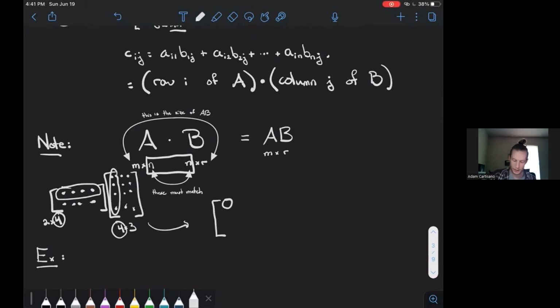If I then do the second column of B, now I'm looking at the 1, 2 entry of the product, and then 1, 3, and then 2, 1, 2, 2, 2, 3. That second row will be done by doing the second row of A.